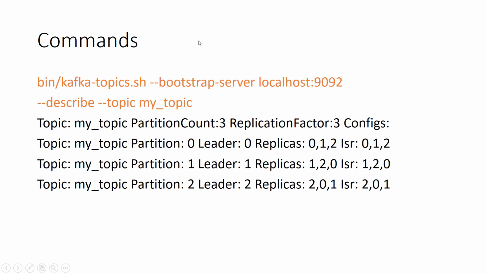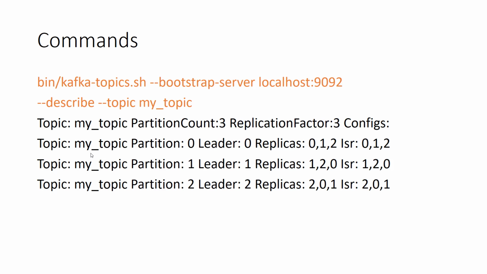So let's run some other commands to give us good insight into what we've done so far. If you run this command with --describe, you can see something like this. In the first line, you can see general details on your topic: the name of the topic, the partition count, which is 3, in addition to the replication factor, which is also 3. And the next 3 lines are configs for each partition.